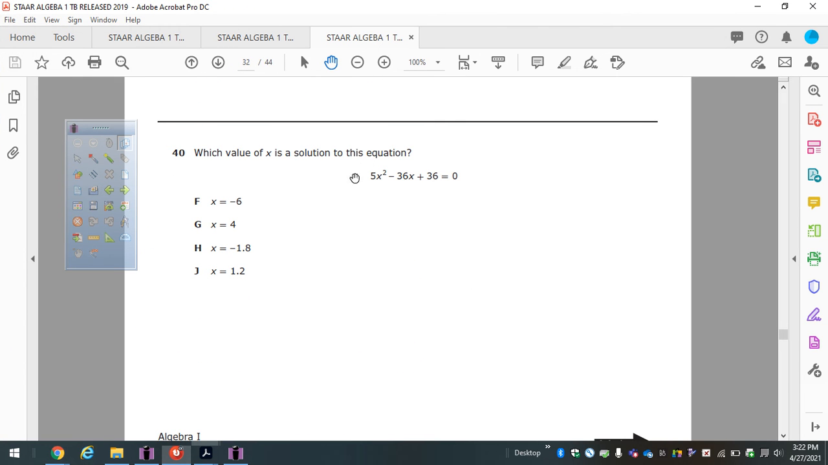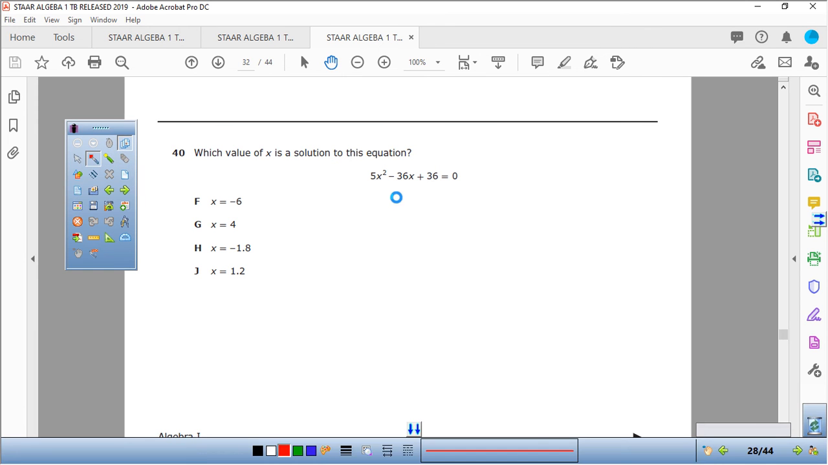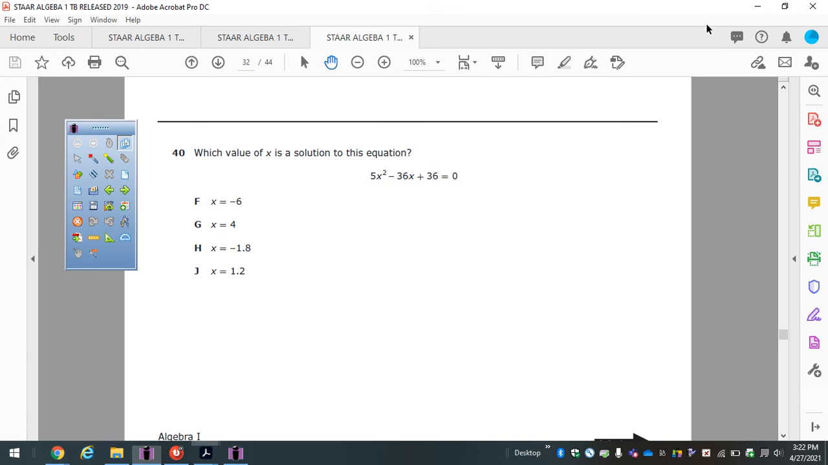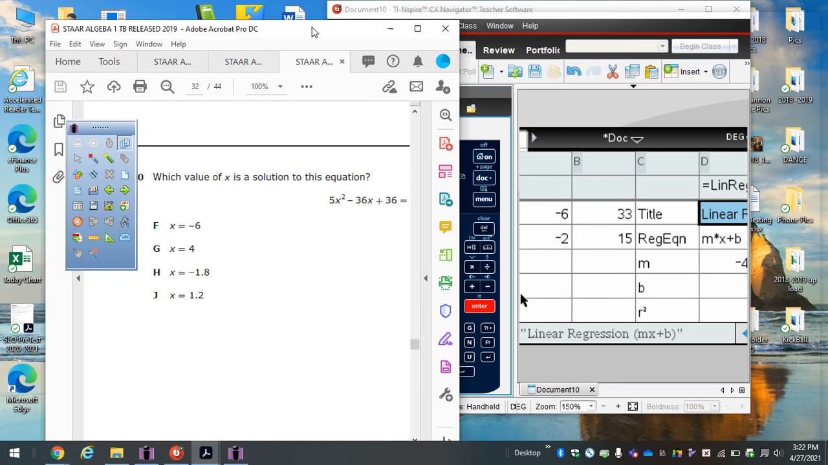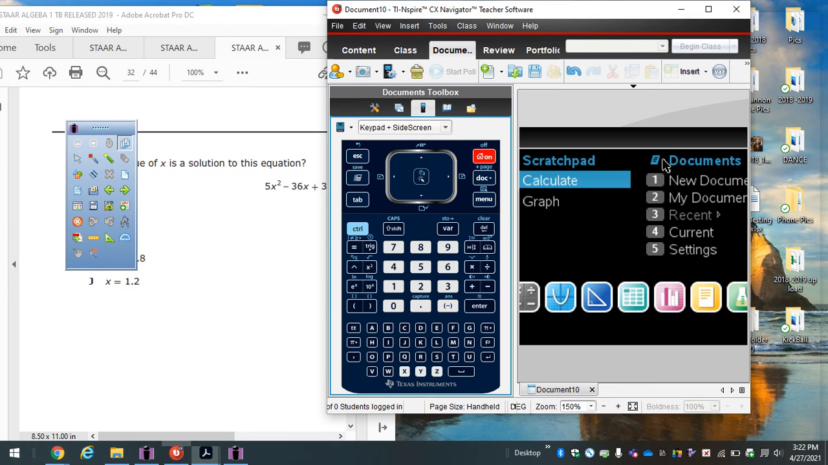Solution to this one. I don't know how to tell you this one. You can do nSolve or you can graph it. Which one do y'all want to do, guys? Look at the answers. They're pretty small, so if you graph it, you'll be able to see them. So let's go to graphing. You don't mind?